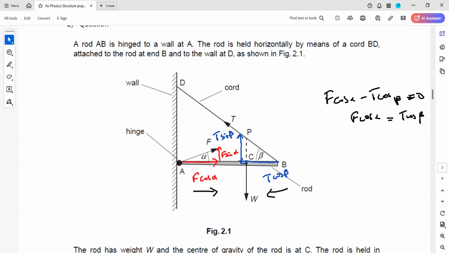And then in the vertical plane, T sin beta is acting upward, F sin alpha is acting upward, and weight is acting downward. Why are the two forces not added? Because they are acting in opposite directions. F cos alpha is acting towards the right, and T cos beta is acting towards the left. They are in opposite directions, so I should subtract them to work out the result.